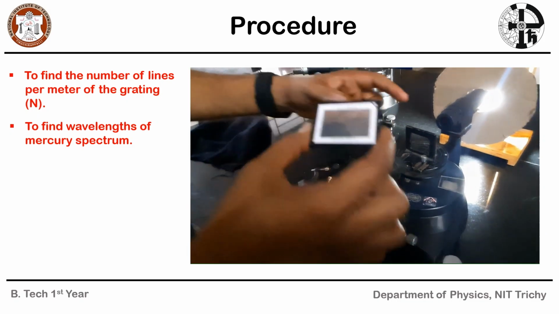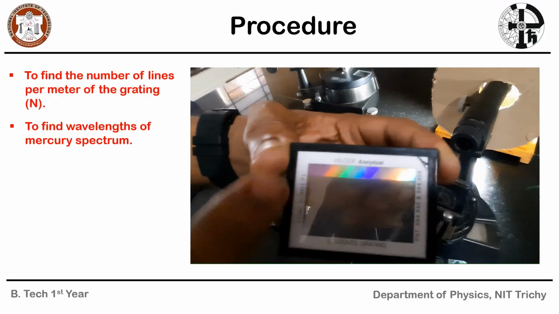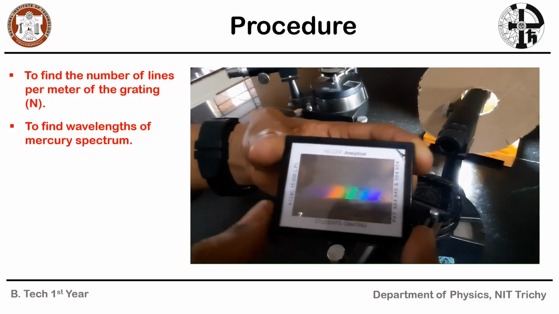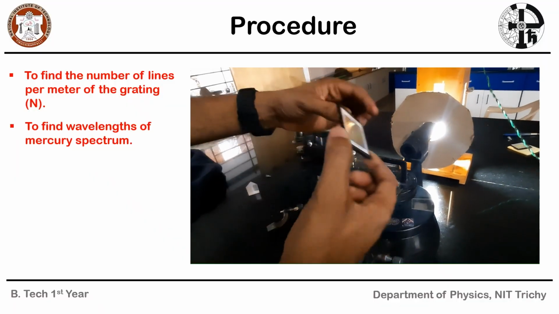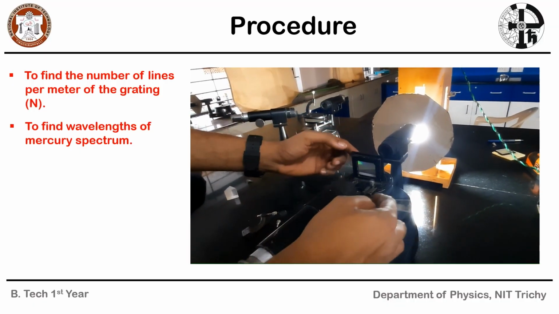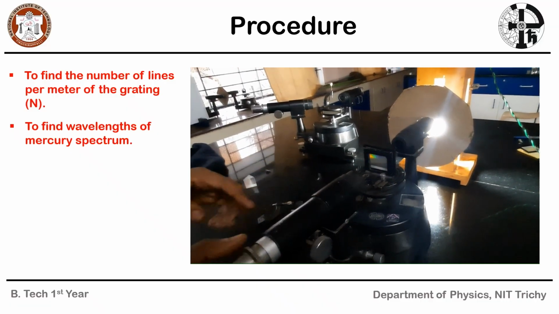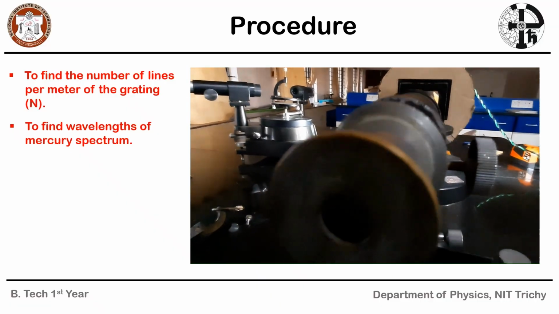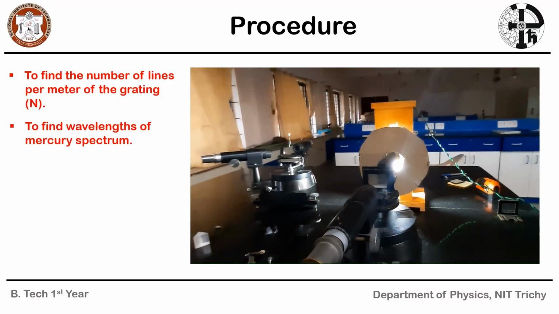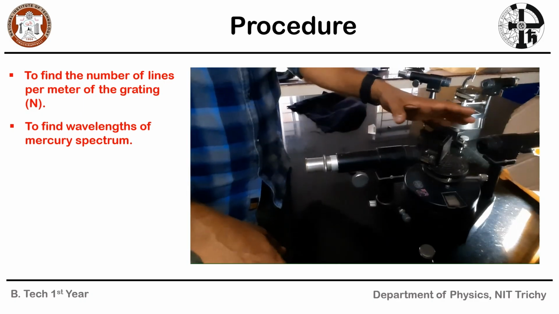You place the ruled side of the grating facing the collimator, and fix it on the grating table. Then you see the light through the telescope and adjust the position of the telescope so that the light coincides with the crosswire. Once this is done, you set the vernier to 0 and 180 degrees.